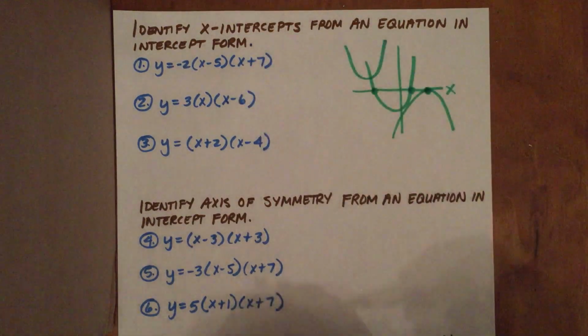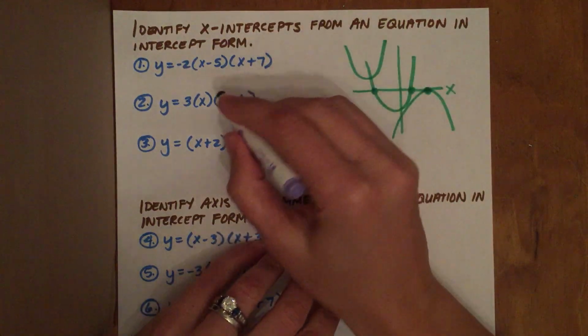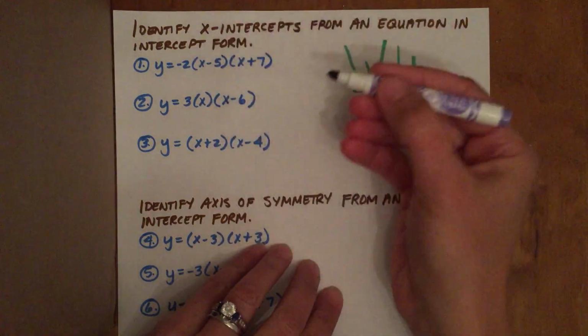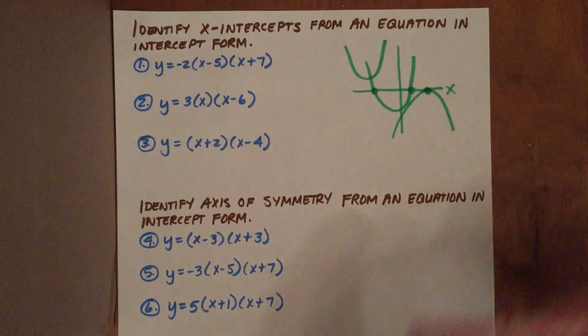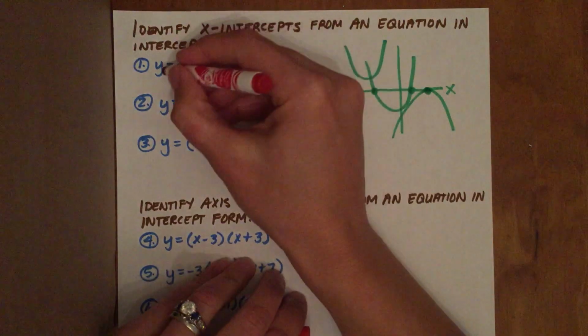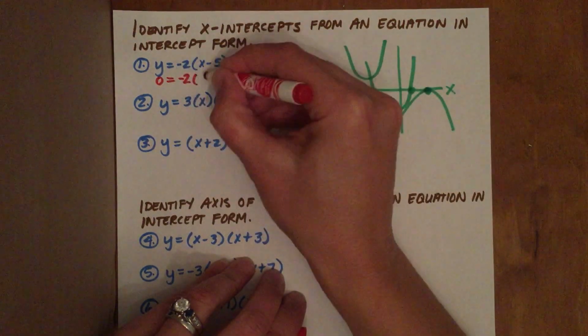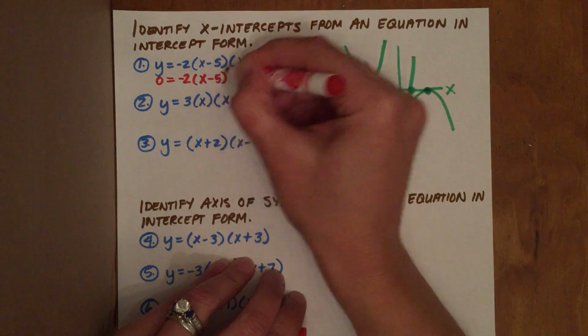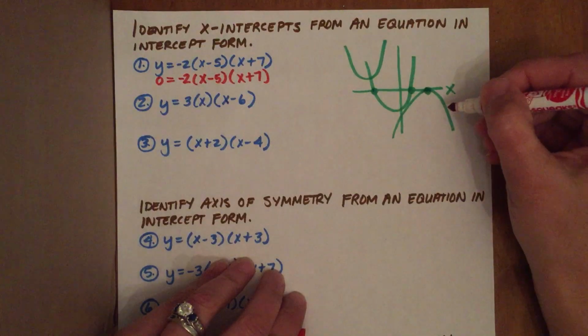So when we look at these equations that are in intercept form and we want to find the roots of the equation, what we're going to do is set the equation itself equal to 0. So I'm going to take the equation and set it equal to 0. I'm going to replace the y with 0 because I'm looking for all values of x where the y value is 0, and that is our x-intercepts.